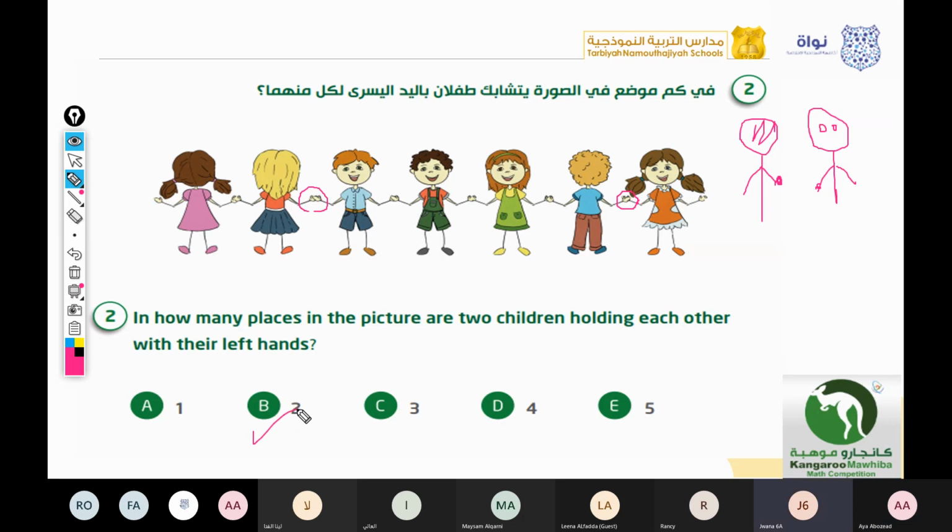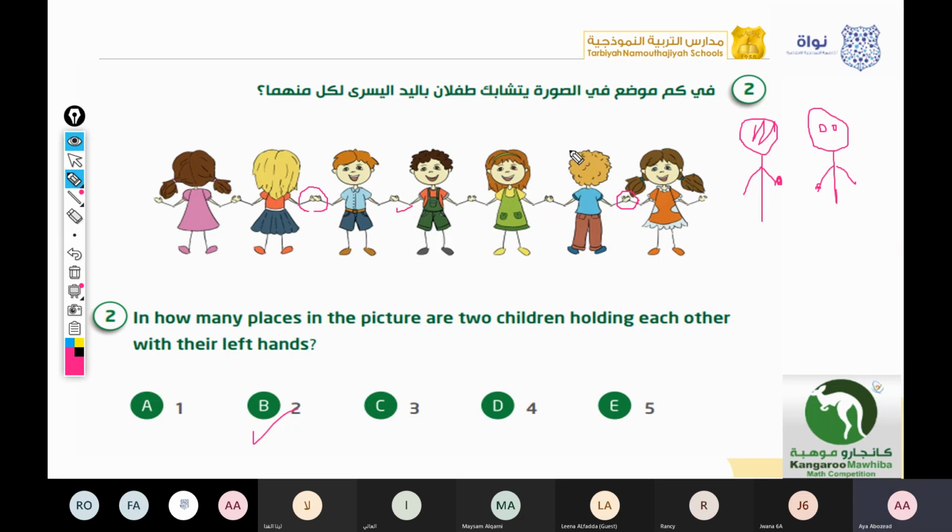Yeah, but how are the people in the middle not holding with their left hand? Okay, if this is the left, but this is the left. Oh, so you need both hands to be left. This is right, right, left, right, left, right, left, left. So only where someone looks at you and the other looks behind, you will find only two.